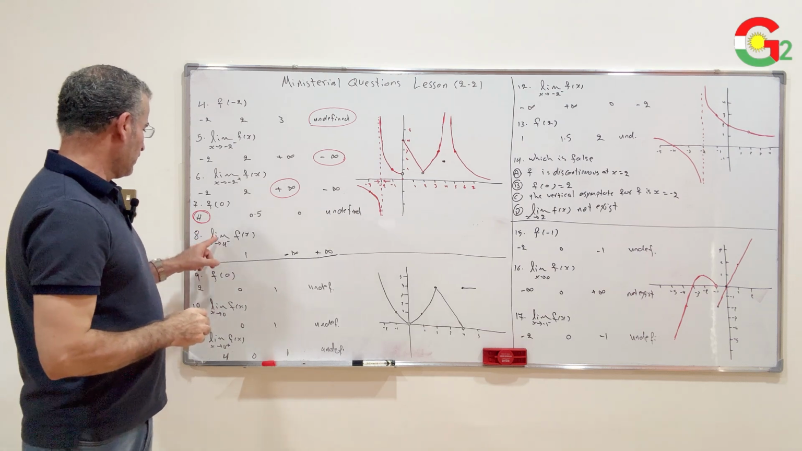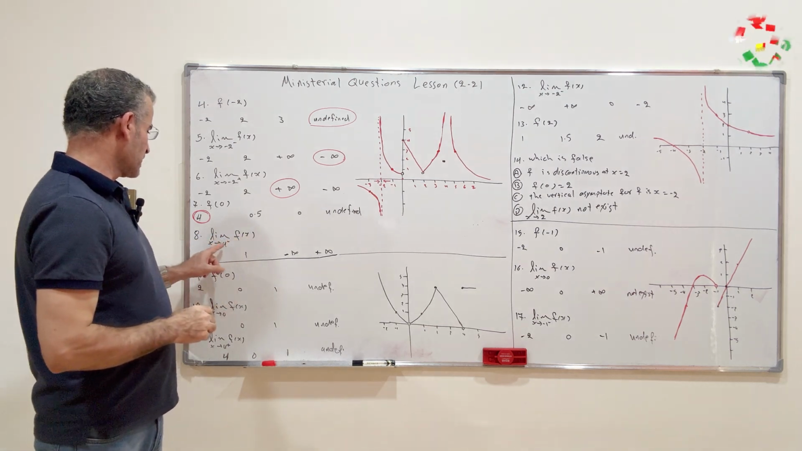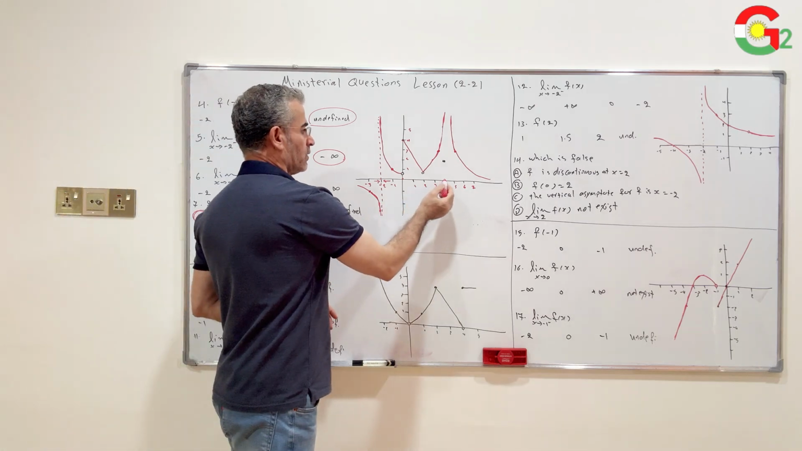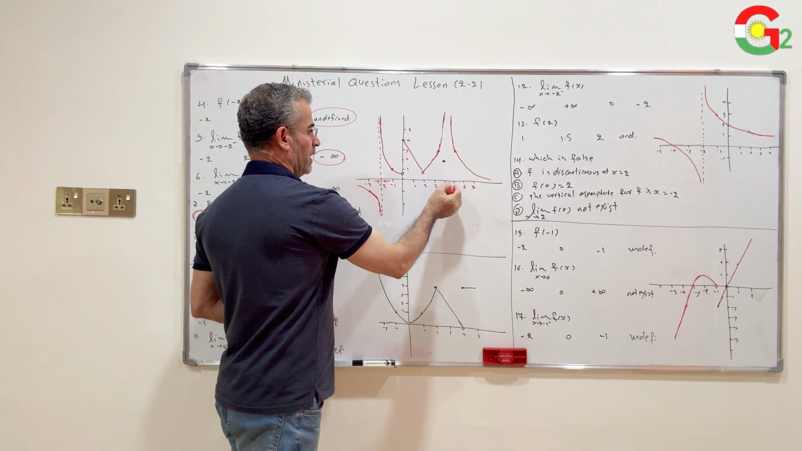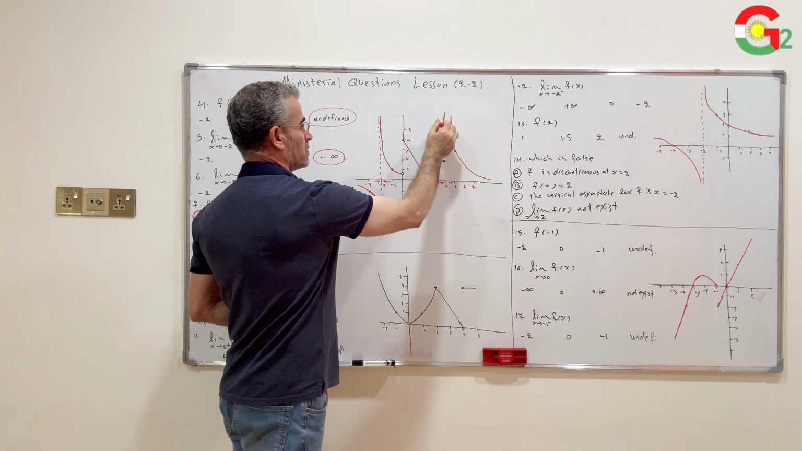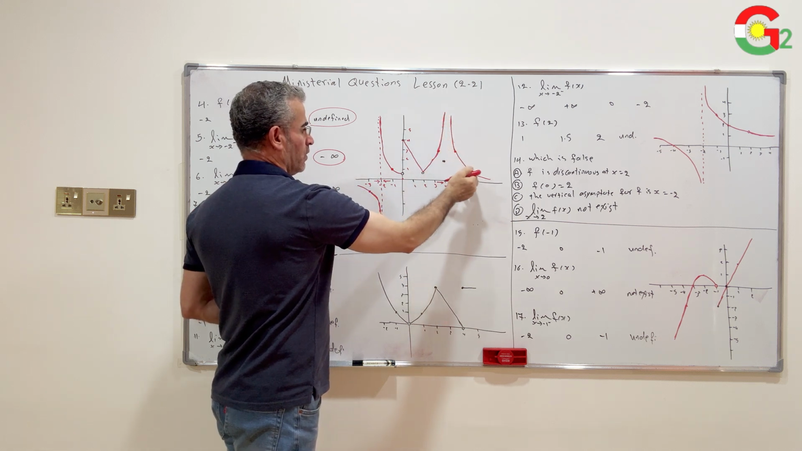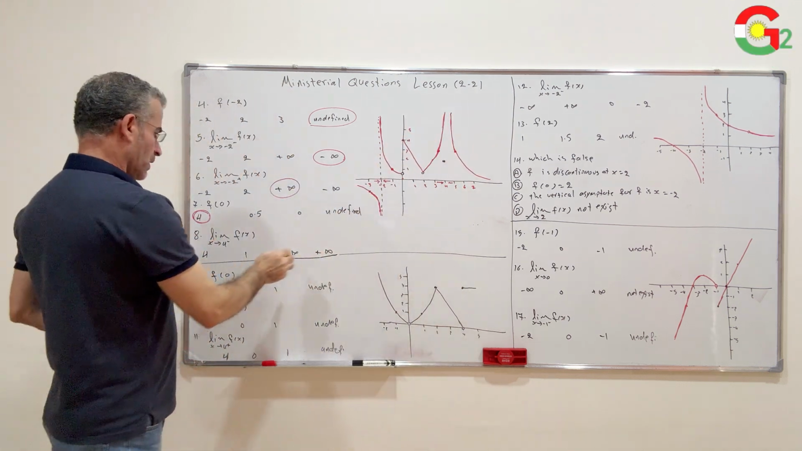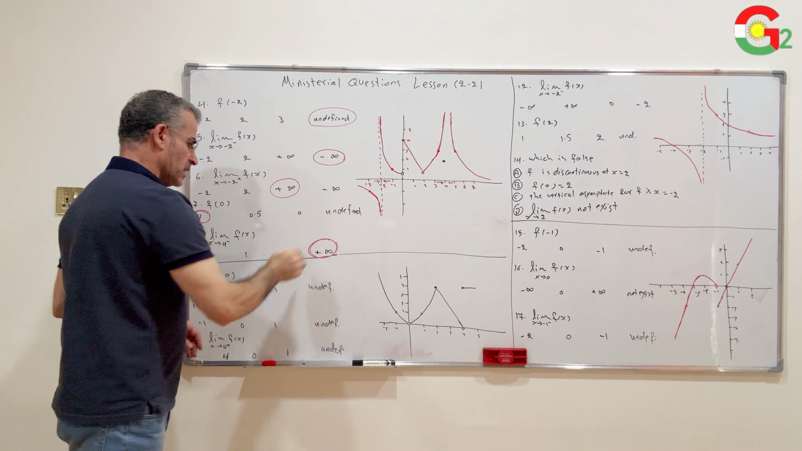Number 8, limit for f of x when x approaches 4 from left. This is 4, this is the left. When x approaches 4 from left, we see the function goes to positive infinity. Also from right, the function goes to positive infinity. Then the right choice is D.